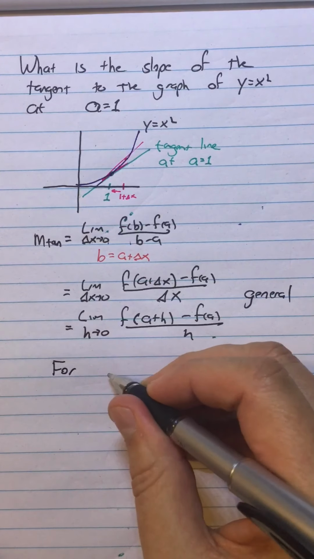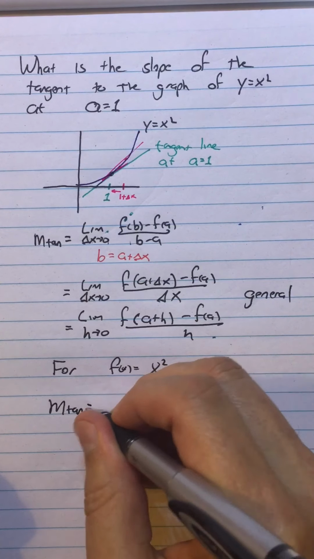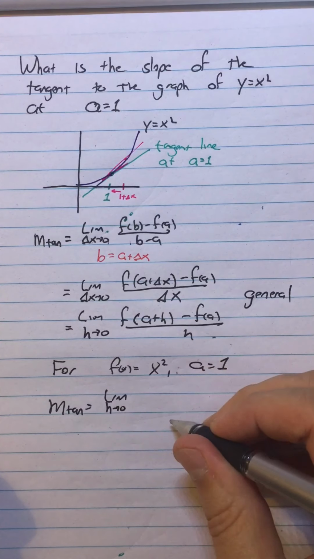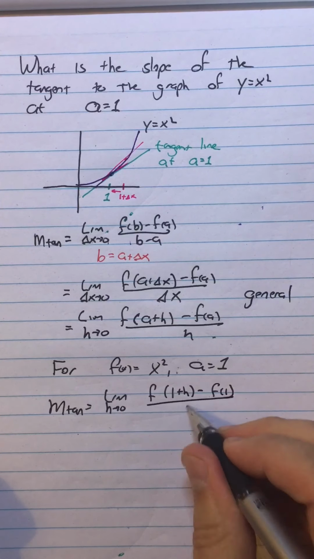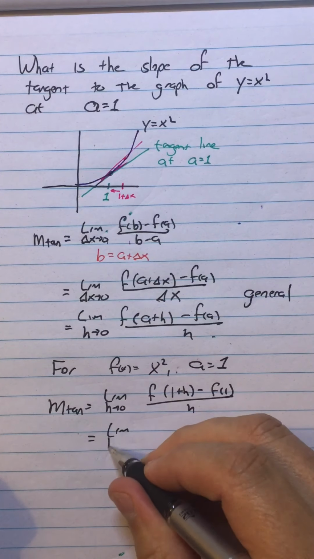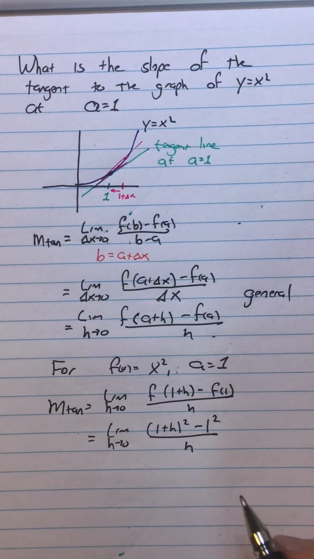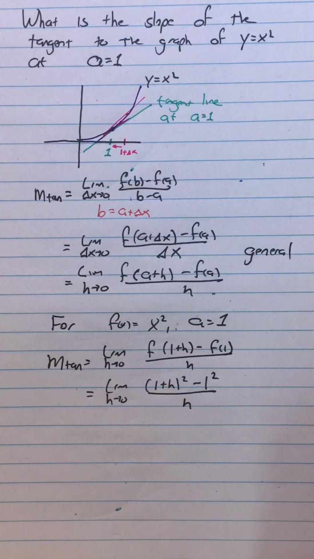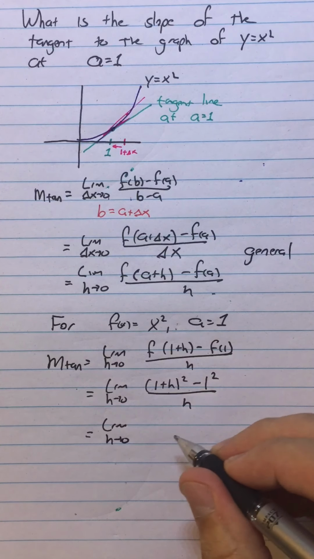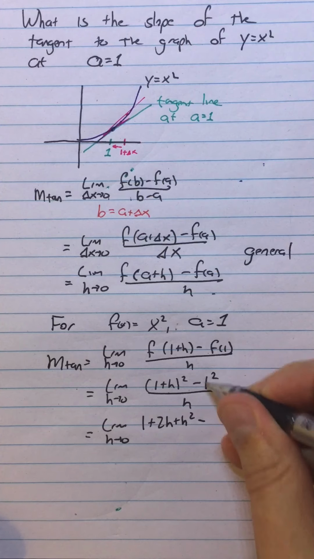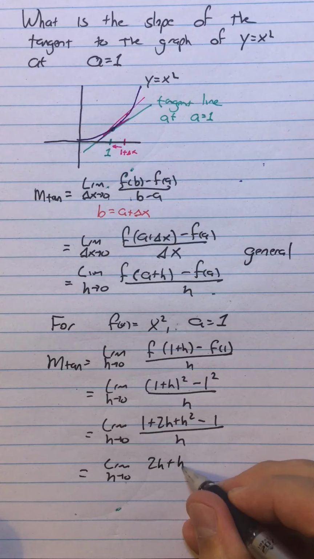So for our specific function, f of x equals x squared, and a equals 1, the slope of our tangent is equal to the limit as h approaches 0 of f of 1 plus h minus f of 1 over h. Since our function is x squared, that's equal to the limit as h approaches 0 of 1 plus h squared minus 1 squared over h. This is a very typical formulation of how we're going to get instantaneous slopes and rates of change. Now, let's expand: limit as h approaches 0 of 1 plus 2h plus h squared minus 1 over h. So that's the limit as h approaches 0 of 2h plus h squared over h.